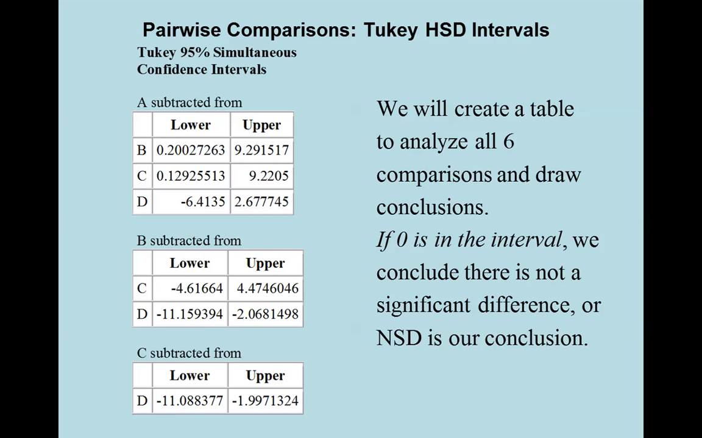So what we're going to do is create a table to analyze all the 6 comparisons and draw conclusions. Now, if 0 is in the interval, we're going to say there's not a significant difference in the population means. But if 0 is not in the interval, then we're going to identify which mean is larger and which mean is smaller.